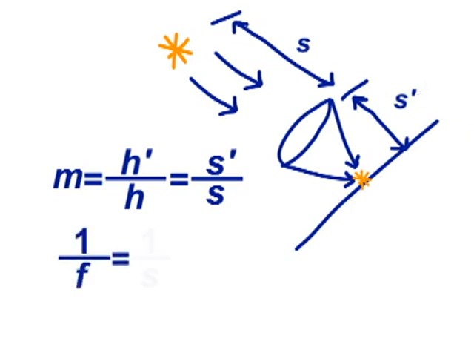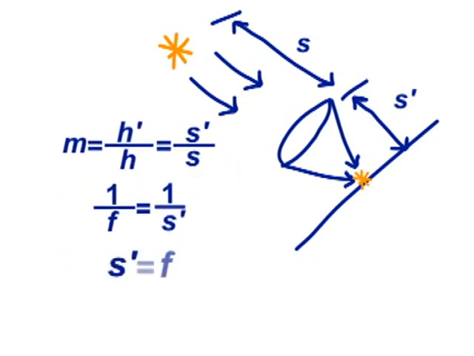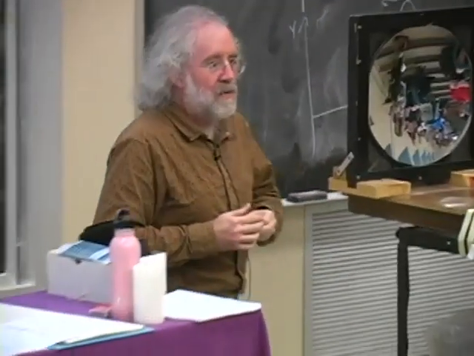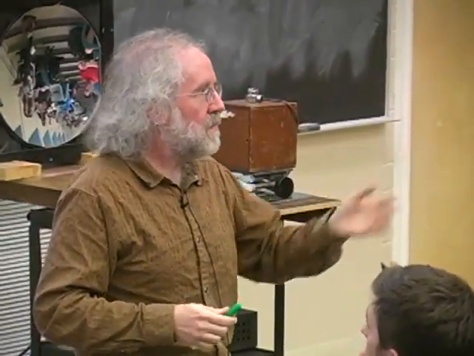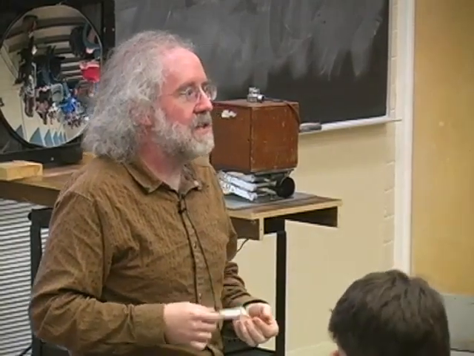1 over F is equal to 1 over S plus 1 over S prime. 1 over S is 1 over the distance to the sun. And what is the distance to the sun? A lot. And what is 1 over a lot? 0. So this is 0. So I just get 1 over F is equal to 1 over S prime, or S prime is equal to F. So if I want S prime to be small, what's that tell me about the focal length? I want the focal length to be small. A short focal length lens is going to work better as a fire starter. Okay?